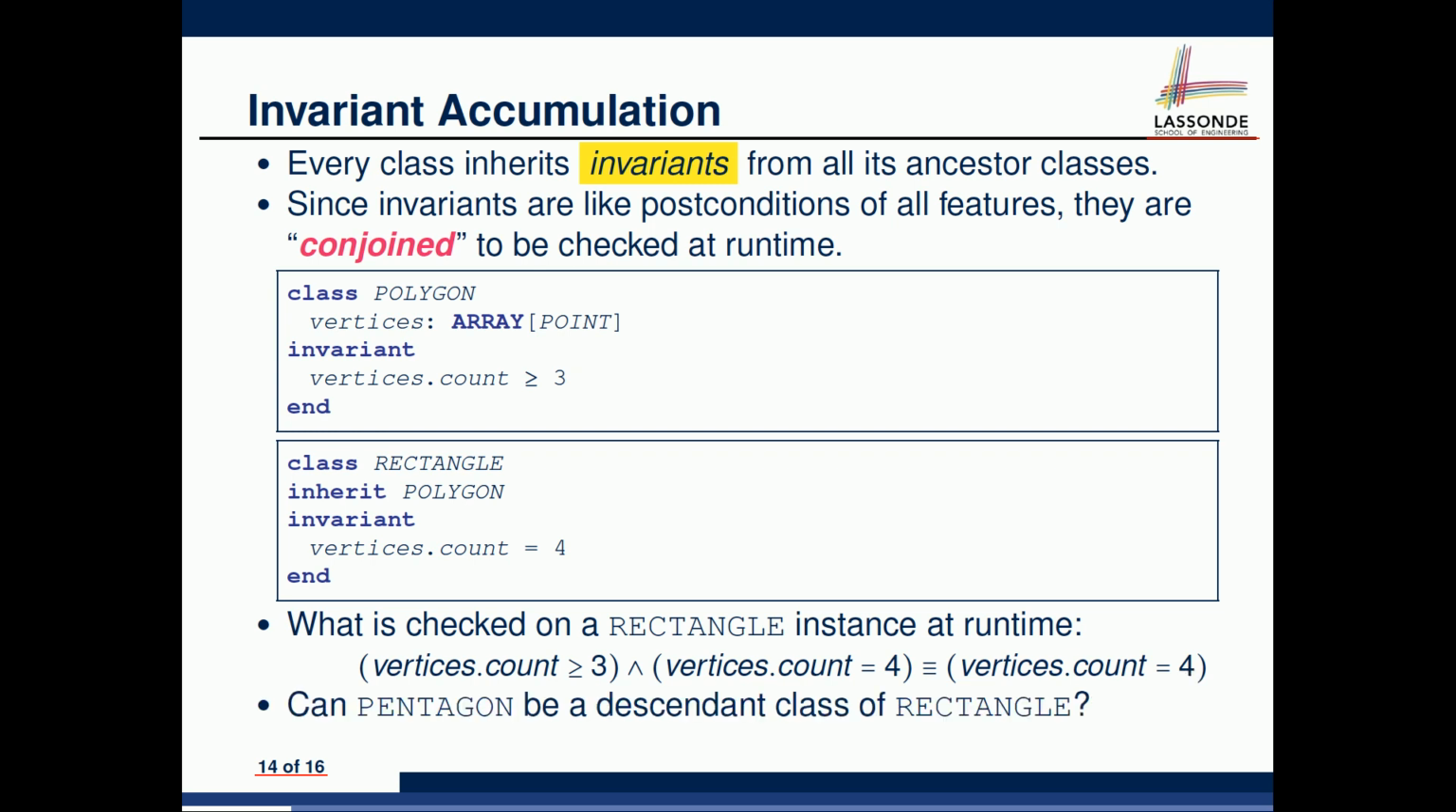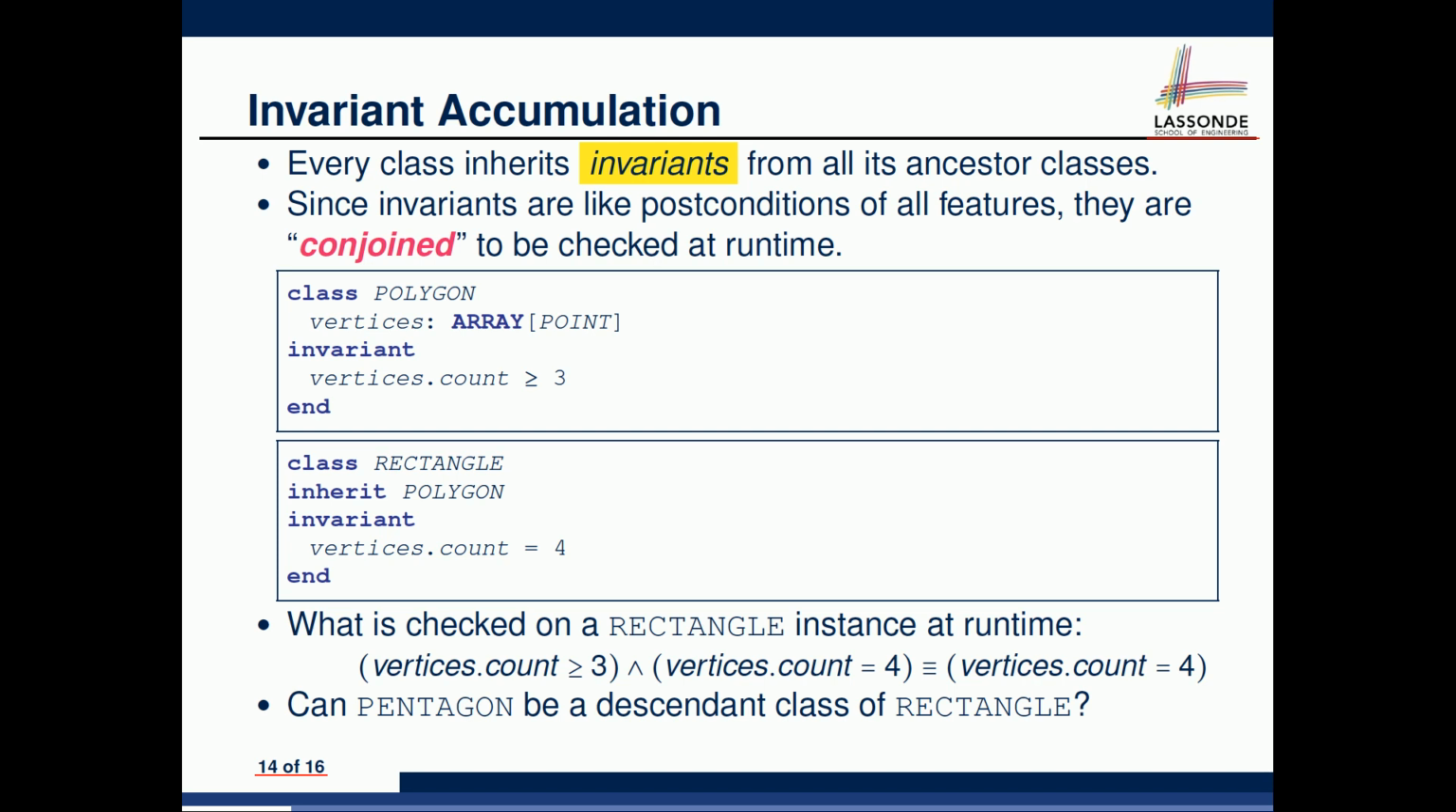Let's say we have something called pentagon. Can pentagon be a descendant class of rectangle? Well, intuitively it doesn't make sense, right? But can you try to justify to me from the point of view of class invariants? Yes, please. Because rectangle has an invariant where it has to be 4, a pentagon will have 5. So you were basically saying vertices.count equals 4 and vertices.count equals 5. That'll be equivalent to false. That's one way to justify it, right?